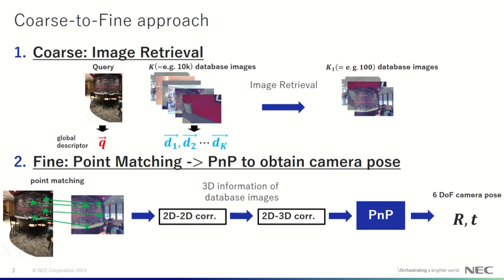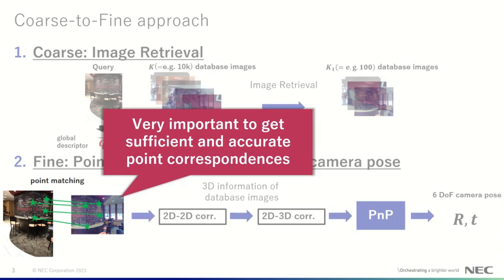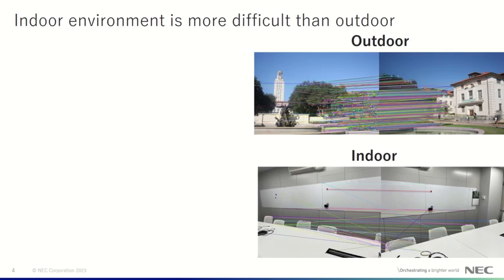This coarse-to-fine approach is very simple and strong. The performance of this approach depends on how many and how accurate point correspondences are obtained. However, the point-based approach often fails in indoor environments due to several difficulties. First, indoor environments are textureless compared with outdoor ones. It is very hard to detect sufficient key points in a textureless scene.